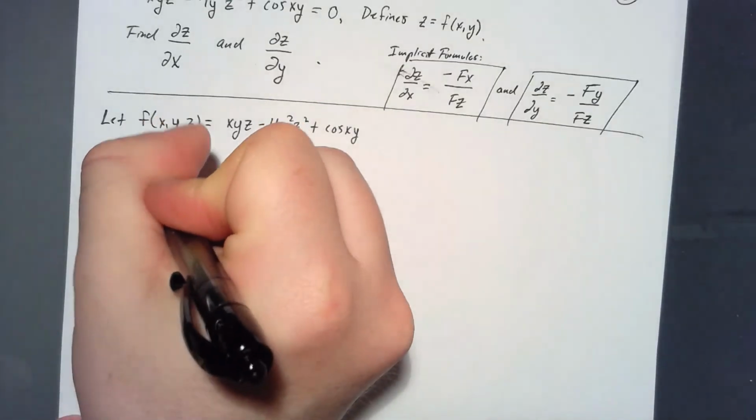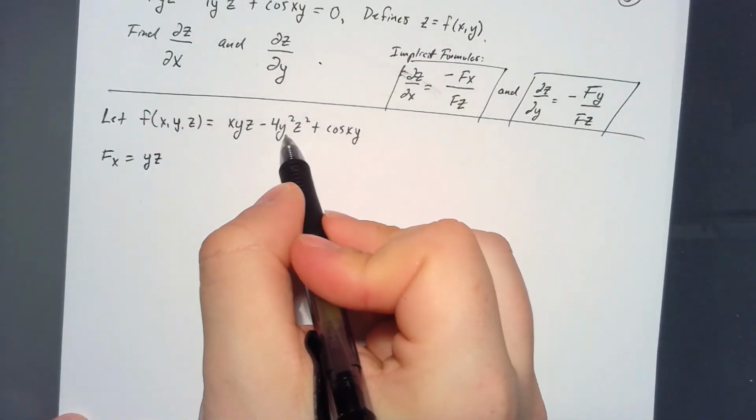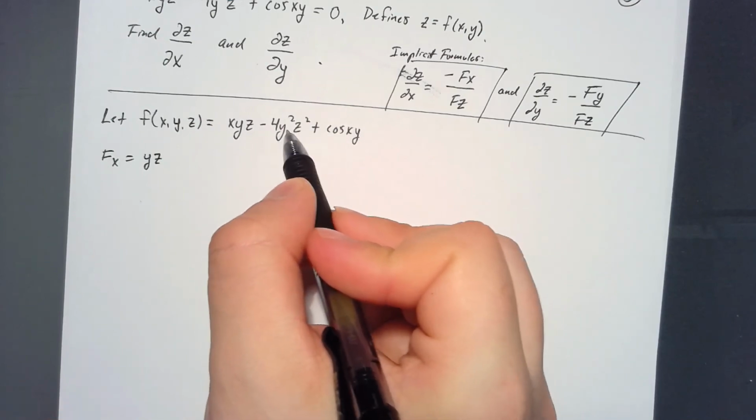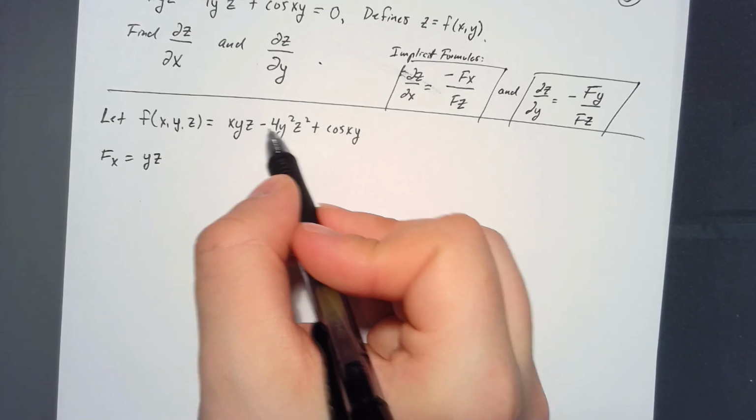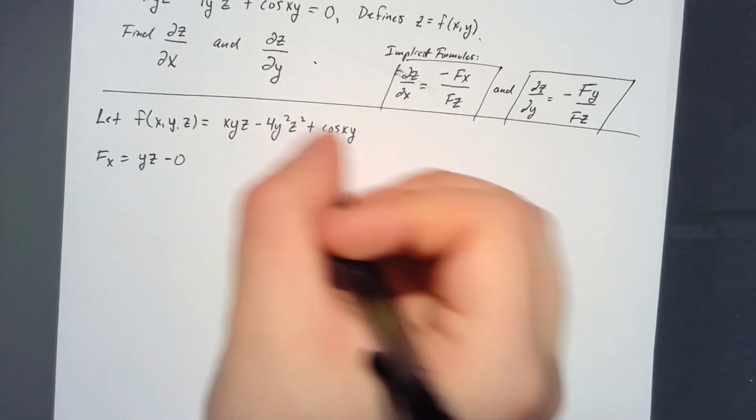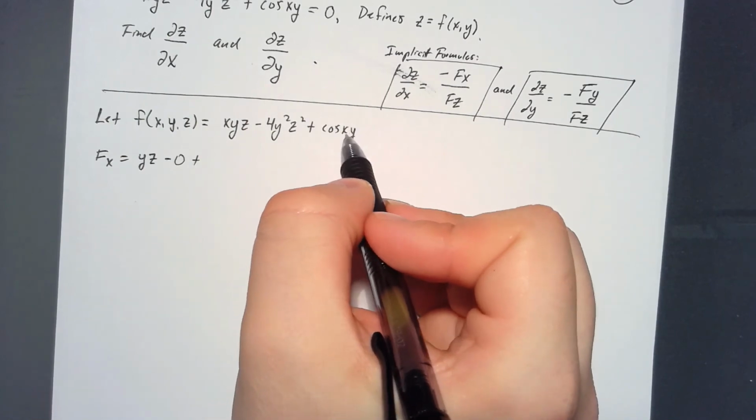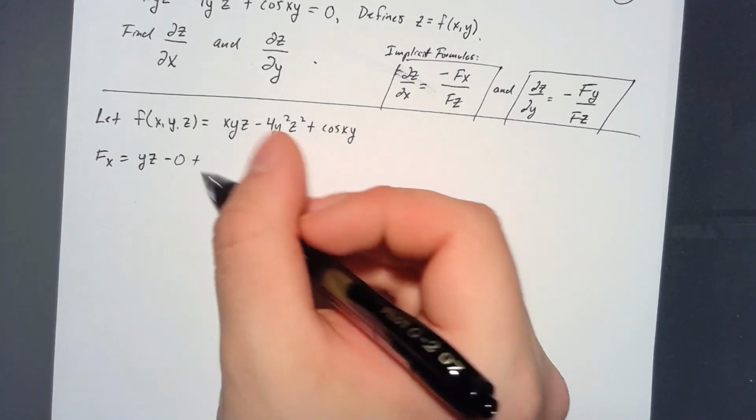So I'm going to have yz. Well, this doesn't contain x, so this is a constant. What's the derivative of a constant? 0, minus 0, plus. So now I have this is the partial with respect to x.